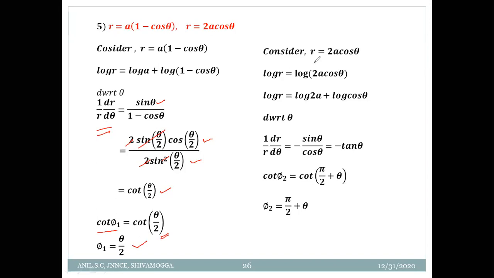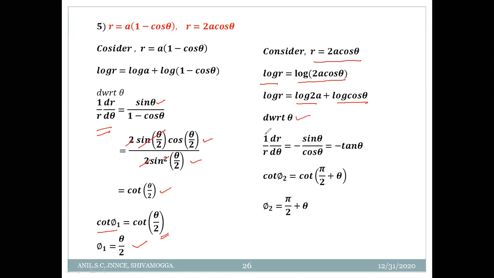Next, let's consider the second equation. R is equal to 2a cos theta. Same approach. Take log on both sides. Log R is equal to log of 2a cos theta. And log of 2a cos theta clearly takes the log m into n form, which can be written as log m plus log n. That is log 2a plus log cos theta. Now differentiate both sides with respect to theta.